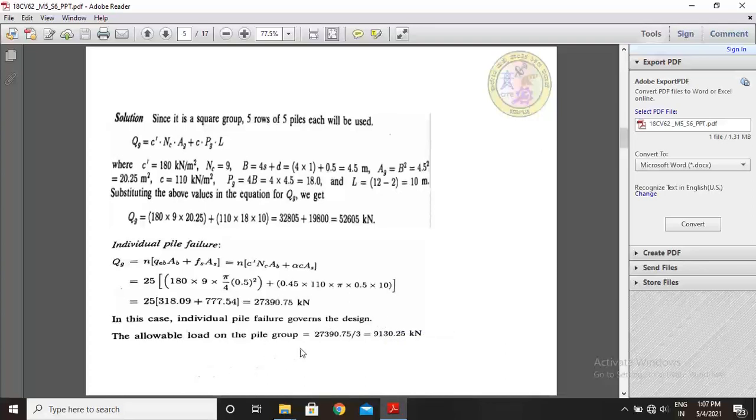The allowable load of the pile group equal to total load divided by factor of safety. So we are getting 9130.25 kilonewtons. This is the total allowable load on the pile group.